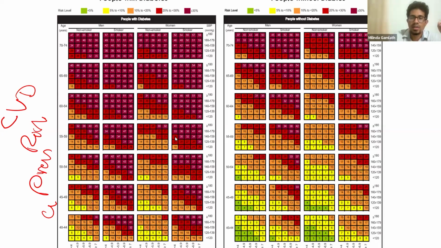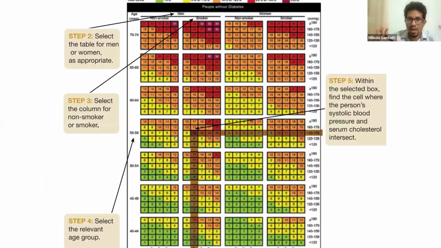What you do is you take a patient, and depending on the characteristics of that patient, you enter that patient somewhere here. So you can see that the age is given on this side, right? Then on this side there will be two charts, one for people with diabetes and one for people without diabetes, right? And then depending on a man or a woman, again you have two sets of charts. Then again it's divided into whether you are a smoker or non-smoker. And then again on this side you have the blood pressures, the systolic blood pressures, right?